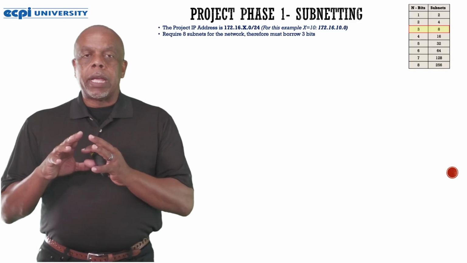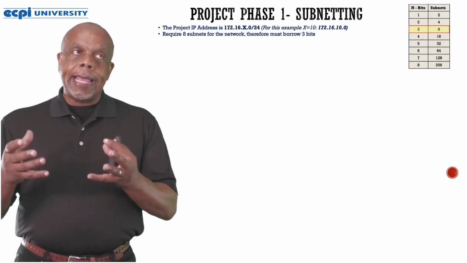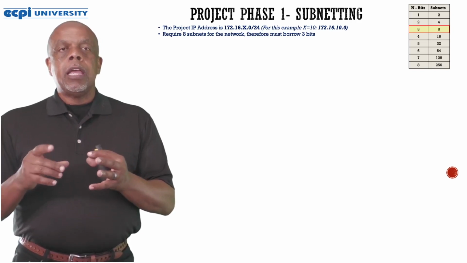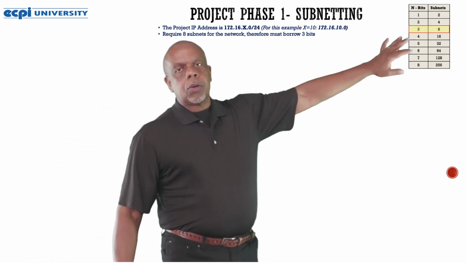We're going to have to break up this IP address into 8 subnets. So to get 8 subnets, what are we going to have to do? We've got to borrow some bits.